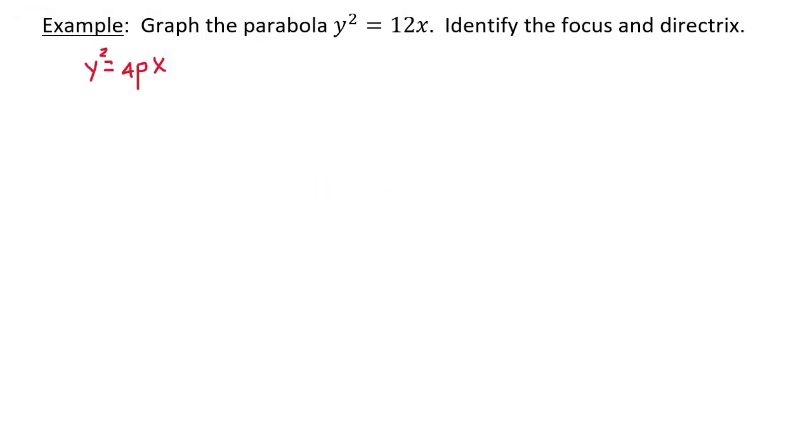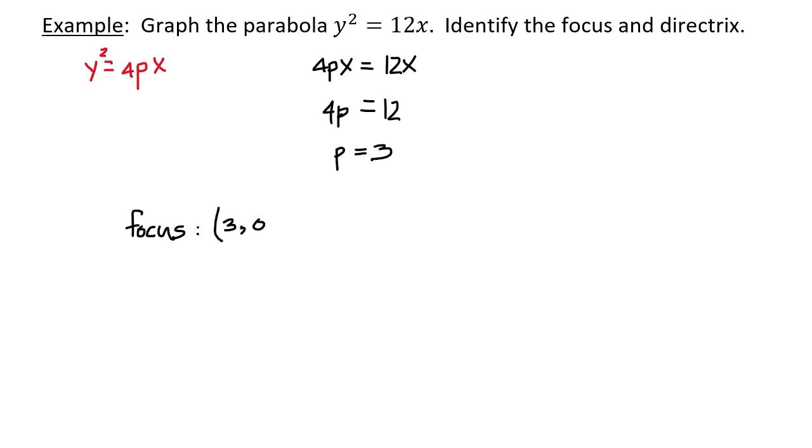In the example, graph the parabola y squared equals 12x, and identify the focus and the directrix. I know this has the form y squared equals 4px. The leading coefficient is positive and the squared term is on the y, so it's going to open to the right. And I see that 4px equals 12x, so 4p equals 12, and p is equal to 3. Since it opens to the right, the focus will be at the point (3, 0), and the directrix will have the equation x equals minus 3.